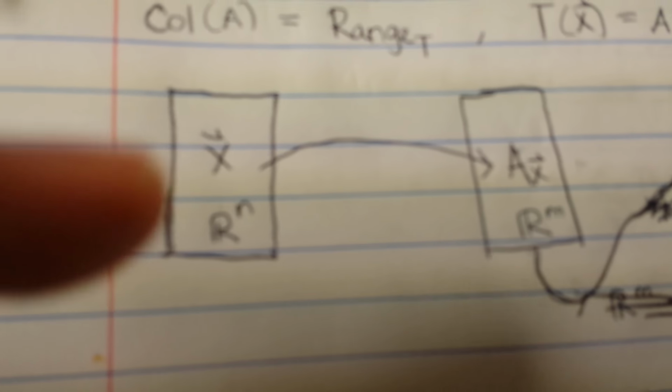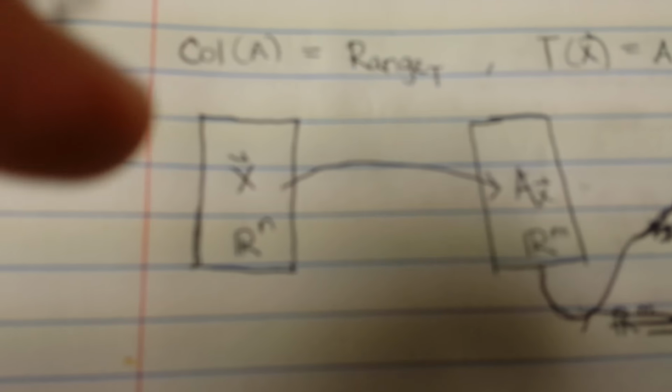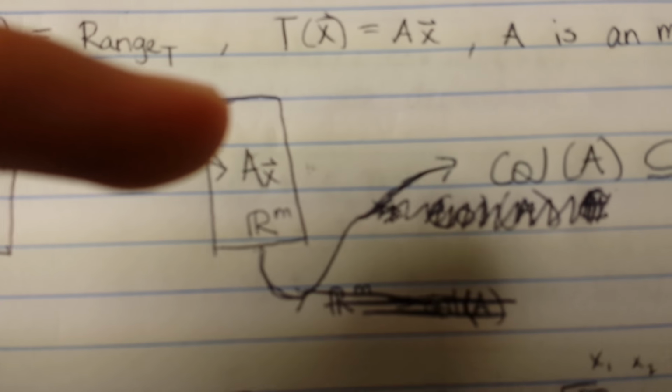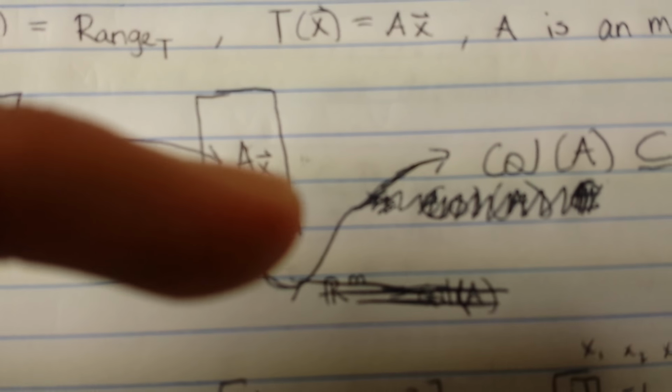Here, this is the domain. The domain is R^n, and any x vector in R^n gets inputted into the linear transformation, and then it maps out A times x, which is in the space R^m. So this is a domain and this is a codomain. However, since it's a codomain, it's not necessarily the range unless it's onto.